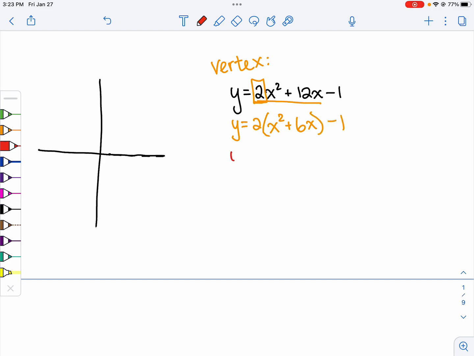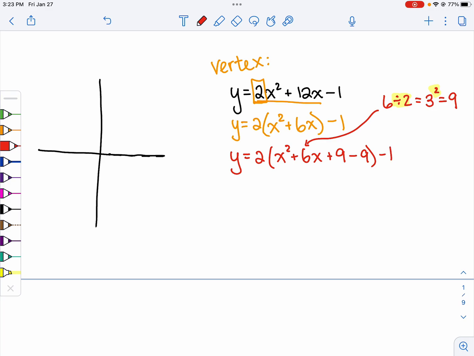Second step, we're going to turn the bracket into a perfect square. So we take this 6, we divide it by 2, so that's 3, and then we square it. So that's 9. So you always do that. Divide by 2, then square it. So then we have plus 9, and then we can't just add a random 9, so we also have to subtract 9.